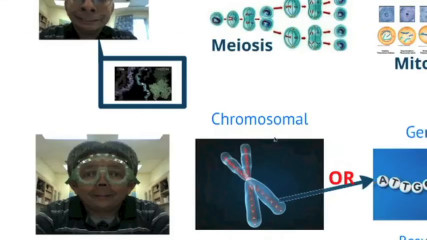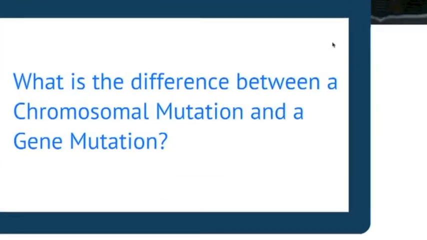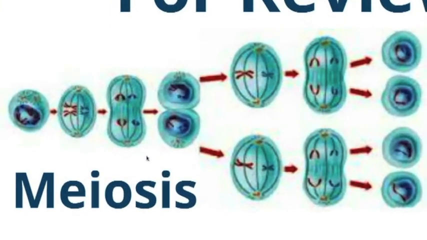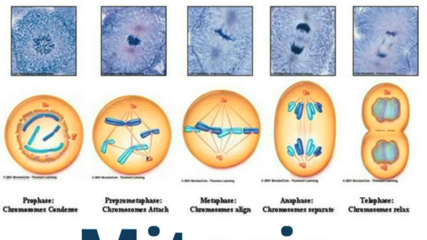Now for our review, we talked about the central dogma of molecular biology, which states that, again, DNA makes RNA, RNA makes protein. And we talked about what is the difference between a chromosomal mutation and a gene mutation. It's all about timing and scale. If it happens during meiosis, you will have a certain result, and if it happens during mitosis, you will have a different result as well.